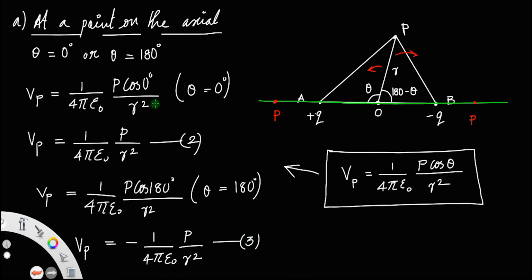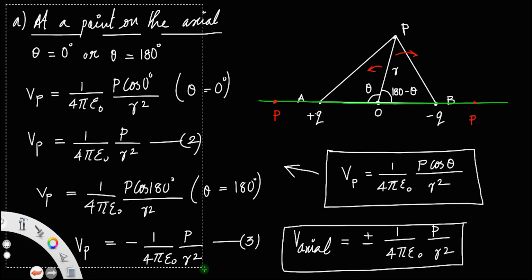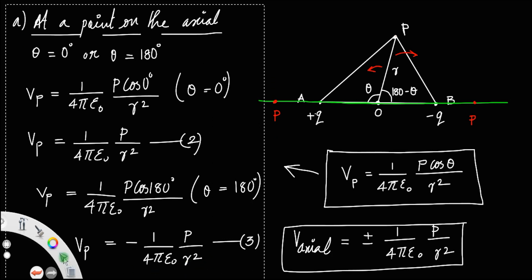So as a result, at a point on the axial line, the potential, you can write this as V axial, will be plus or minus 1 by 4 pi epsilon 0 P divided by r square. So this is the expression for electric potential at a point on the axial line. Now, what about a point on the equatorial line? Let's take that case.